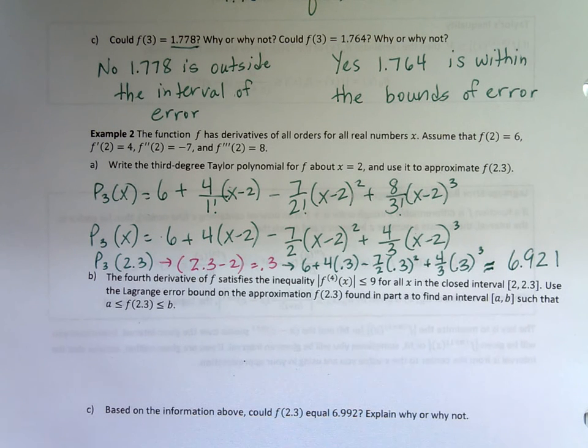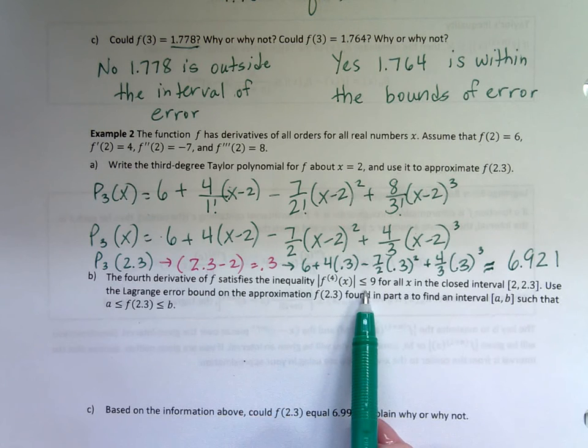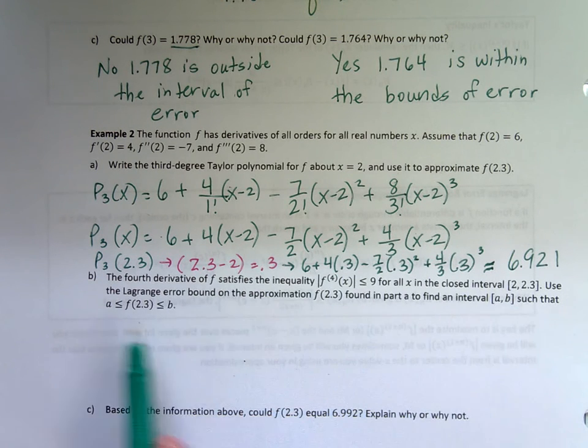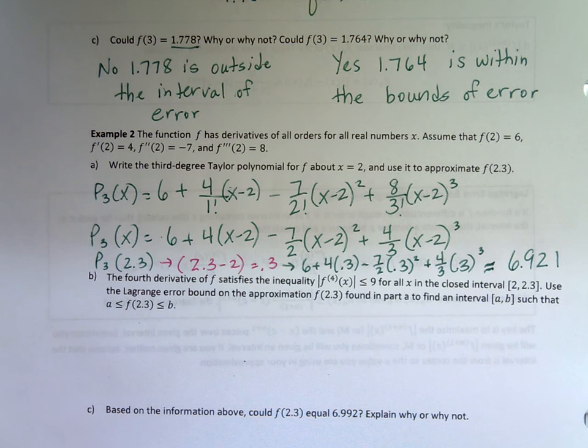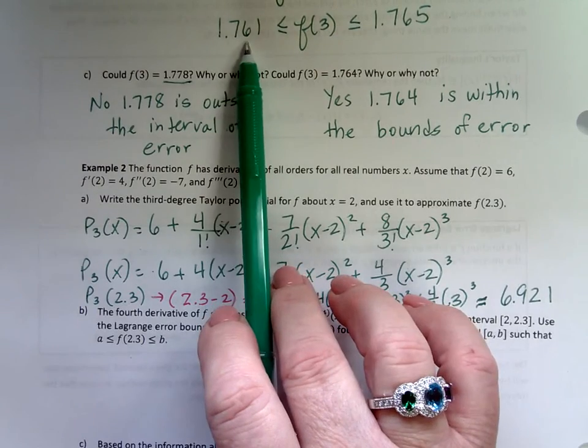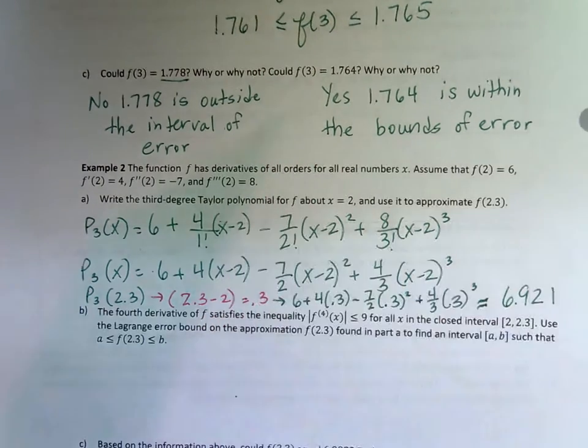So here comes the section 15.5 stuff, the error bound stuff. The fourth derivative of f satisfies this inequality where it's less than 9 for all x in the closed interval from 2 to 2.3. Use the LaGrange error bound on the approximation of f of 2.3 found in part A to find an interval from A to B such that f of 2.3 is between it. So kind of what we're doing is what we did up here, where our final answer is going to be this type of a thing. We just have to derive what it is.